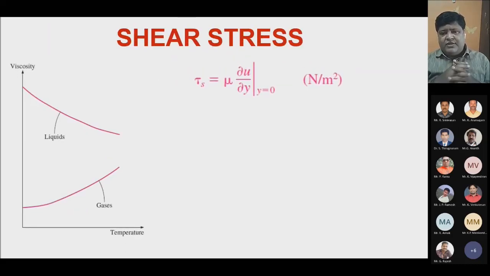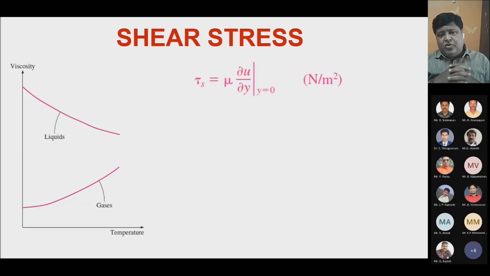So tau s is directly proportional. The shear stress between the layers is proportional to the velocity gradient. When the two layers oppose each other to a greater extent, more shear stress is there. It means the velocity between the two layers is also very high. And as we go higher and higher, the velocity between the two layers gradually decreases, and at one point in time there is no velocity change.